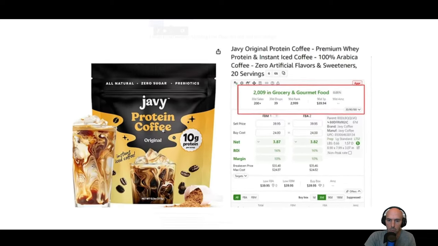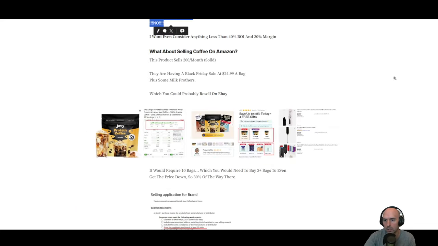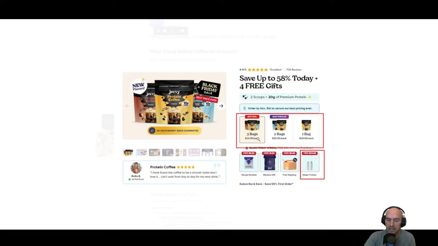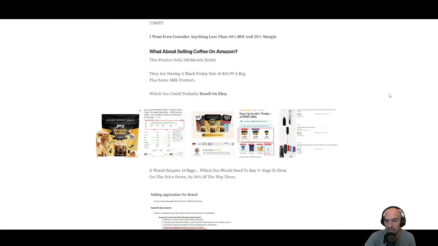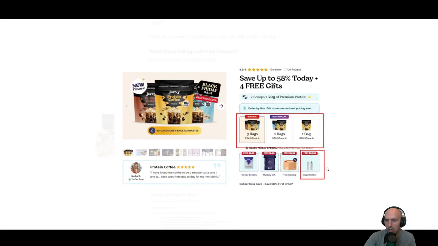So what about coffee? We can look at Java protein coffee. It is looking at a buy price of 24. We have a nice sweet ROI of 16%, a little bit better, but still not what I would like to shoot for. We can see that if we buy 3 at $24, $25, we would probably have an ROI of 10% maybe, so it's a little bit lower. I actually didn't put the 99 cents there, and 99 cents matters. However, if we look at what they give you for free: two free magic frothers, free shipping, which is a mystery box and a recipe booklet.